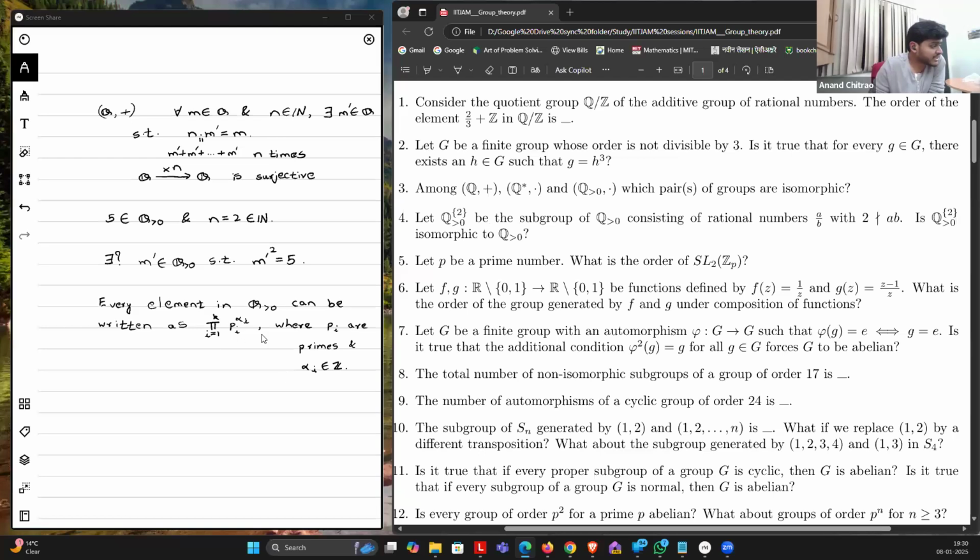So now using the fact that Q positive can be written in this way, can you answer question 4? Let Q positive upper 2 be the subgroup of Q positive consisting of rational numbers a by b with 2 not dividing a and 2 not dividing b. Is this subgroup isomorphic to Q positive? What is the guess?